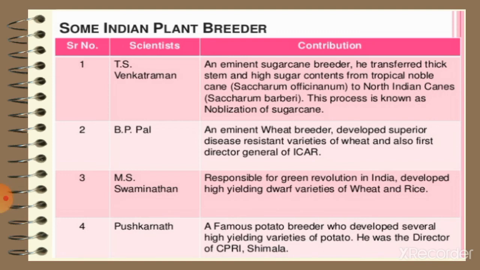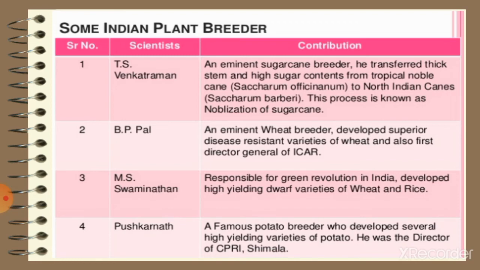The first one is T.S. Venkatraman. He was an eminent sugarcane breeder. He transferred thick stem and high sugar content from tropical noble cane to North Indian cane. This process is known as nobilization of sugarcane. He developed several varieties of sugarcane having high yield and high sugar content. He was director of Sugarcane Breeding Institute, Coimbatore.